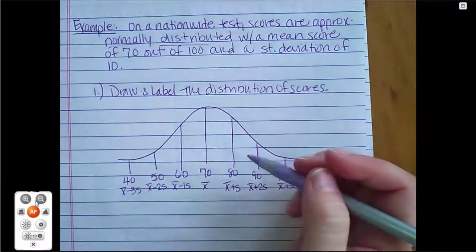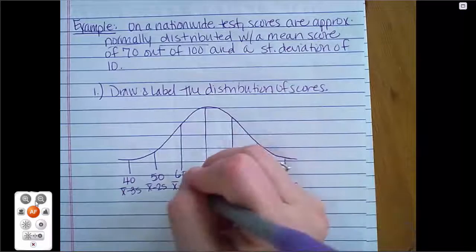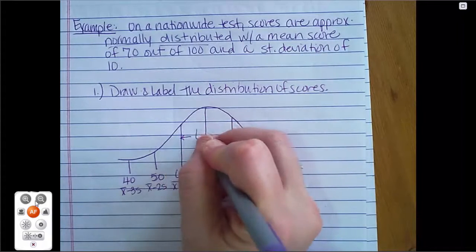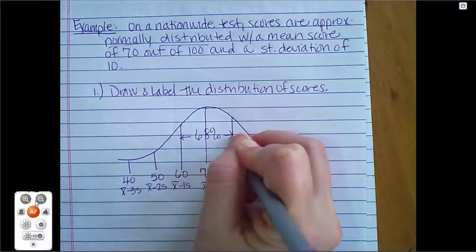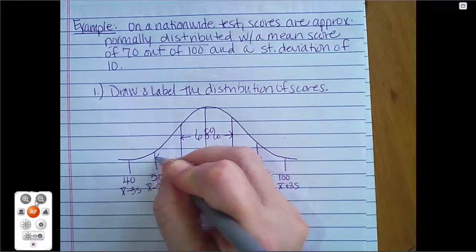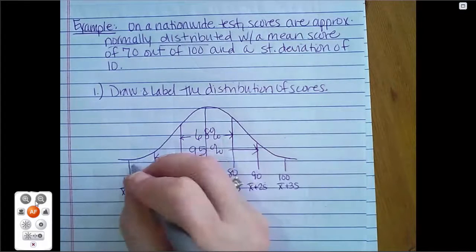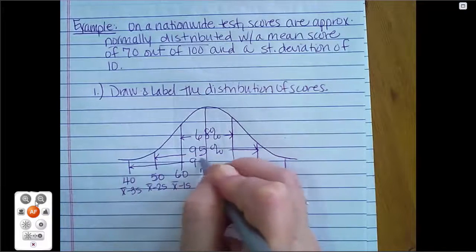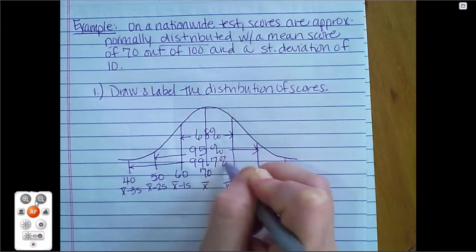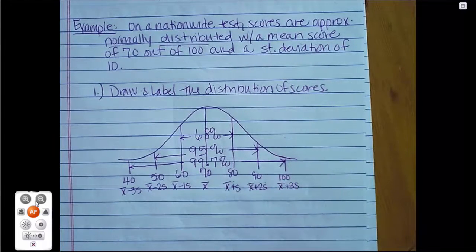Well, you also want to label your approximate percentages using your empirical rule. So within 1 standard deviation of the mean, approximately 68% of all my data lies. Within 2 standard deviations of the mean is approximately 95% of my data. And within 3 standard deviations of the mean is about 99.7% of my data. So that is a very well drawn and labeled distribution of scores based on the information that's given to you.